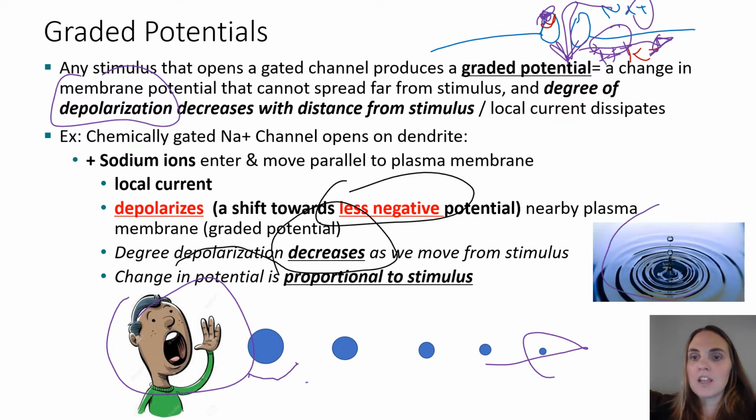Another image I think of with a graded potential is dropping a rock into a pond and looking at the rings of water after you drop the rock in. As you move further and further away, the magnitude of those little waves is going to decrease. If we drop a giant boulder in, it's going to create larger waves than if we put in a tiny pebble. But eventually, as we get away from that rock, those waves are going to decrease. So that's a graded potential.